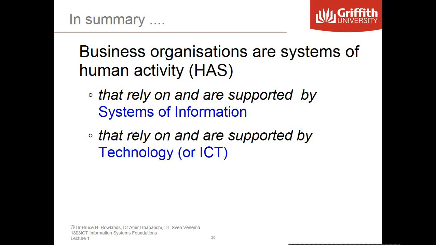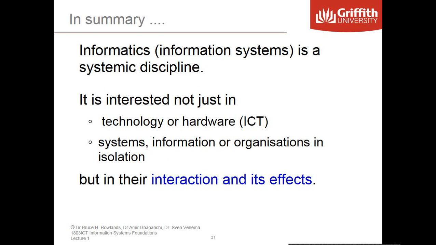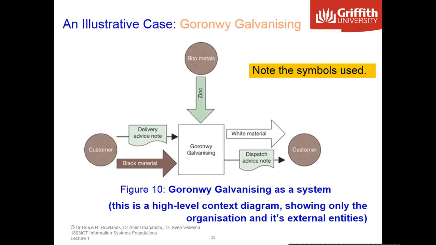So this is just a quick summary of all the concepts that we came through before. Informatics, or information systems, is a systemic discipline. Informatics is the European term, right? So you might see that term now and again. It's interested not just in technology or hardware, but in the systems, information, and the organizations, and how they interact and the effects of these things. So it's a slightly broader look in that sense.